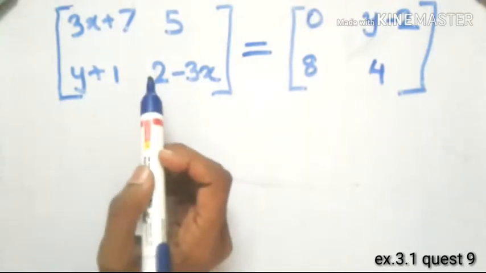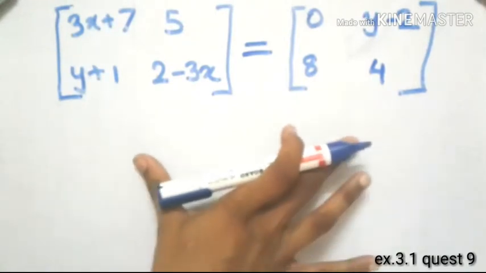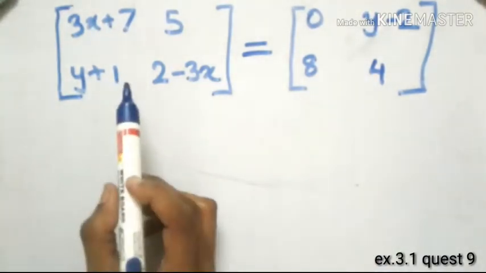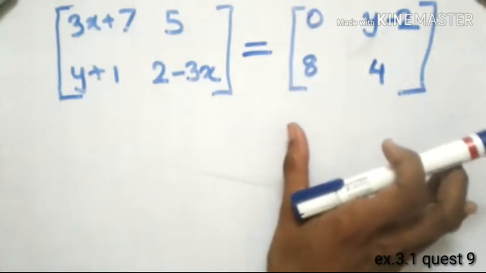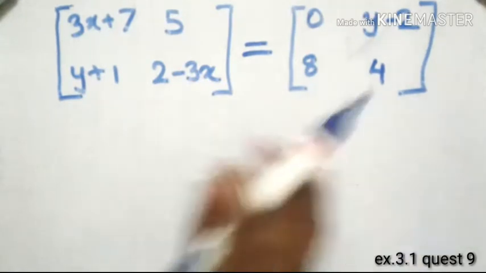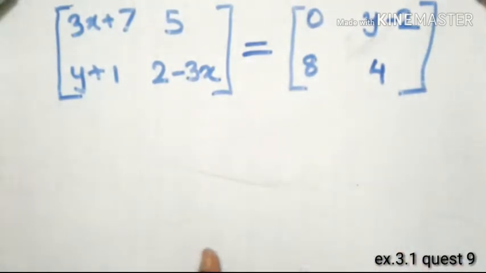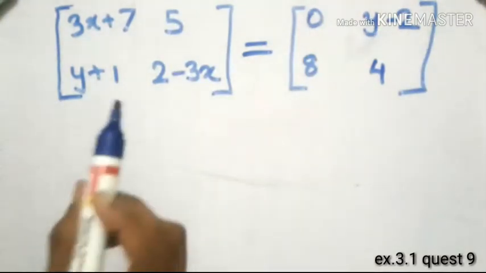So once again I'll repeat, for such a type of question, we'll assume that the two matrices are equal and then find out the values of x and y. So since the two matrices are equal, the corresponding elements have to be equal. So let's equate the corresponding elements.